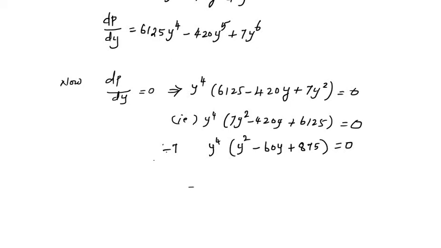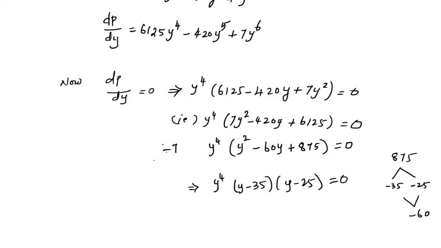Now this implies y power 4 into the quadratic. If I factorize, find the factors for 875 such that the sum must be minus 60, that is minus 35 and minus 25. If I add these two, we will be getting minus 60, the middle term, and also the factors. After factorizing, you will be getting y minus 35 into y minus 25 equal to 0. This gives y equal to 0, y equal to 35 and y equal to 25.